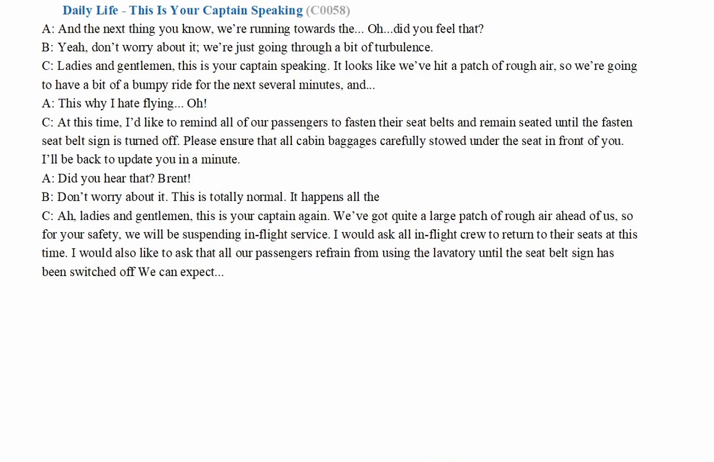Well, it is true that flying is actually very, very safe, right? I know we all hear that more people are killed in car accidents than flight accidents. So it's very, very safe. So I don't worry about the turbulence. Knock on wood. Flying is really safe, and as long as you remain seated, fasten your seatbelt, and follow the instructions, you shouldn't have any problems. Right? Actually, that's a really good point.